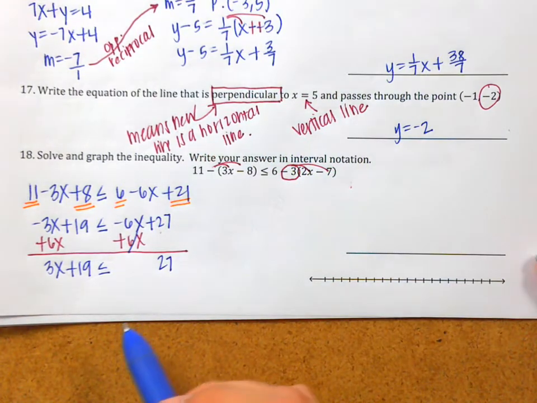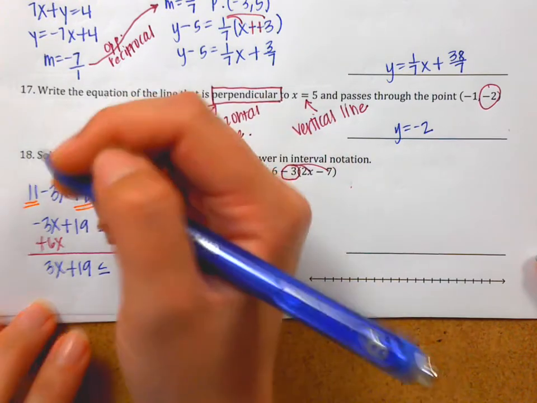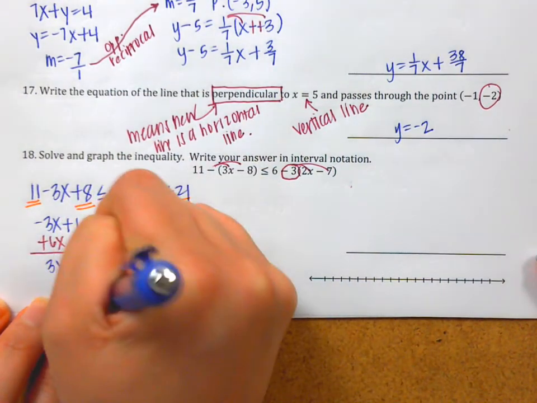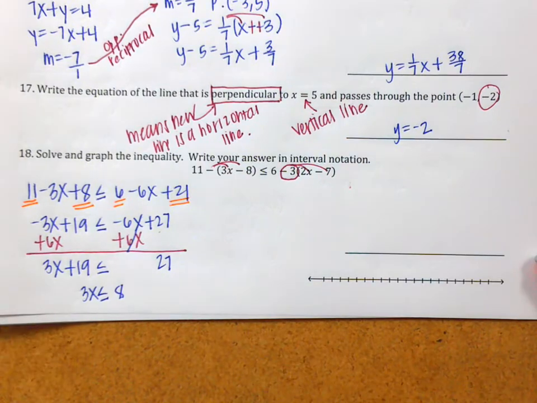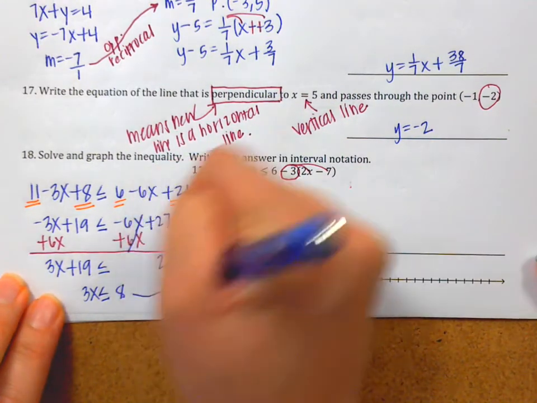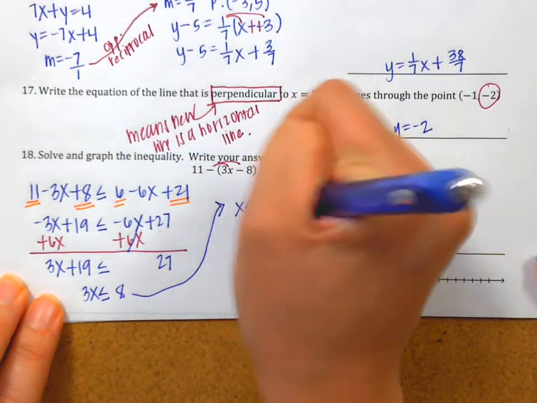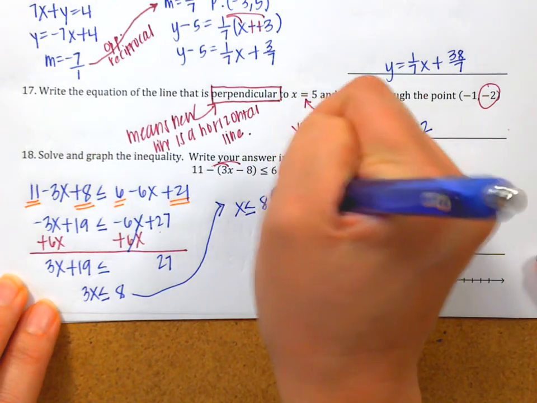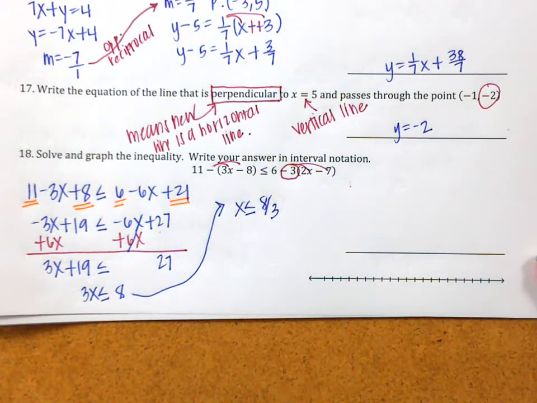And then now I can just solve pretty straightforward. 27 minus 19 gets me 8. And then divide both sides by 3. And I get x is less than or equal to 8 divided by 3. So your answer is in interval notation. If it helps you to graph it first, then graph it first.